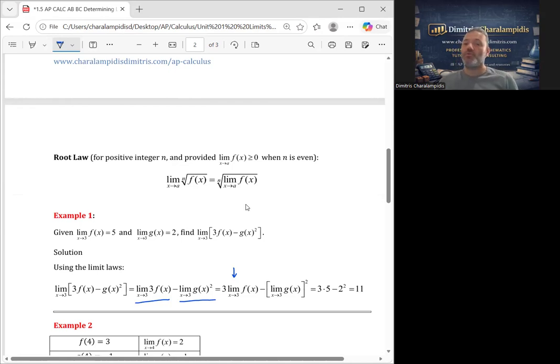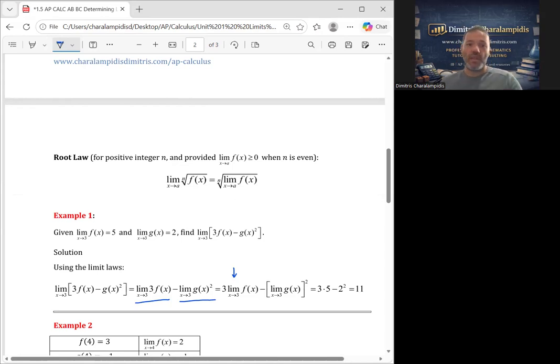Now it's easy because we already know that limit of f of x is 5 and that limit of g of x is 2. Of course, we are always talking when x approaches 3. Finally, by just doing simple operations, we would get that 3 times 5 minus 2 squared equals 11.